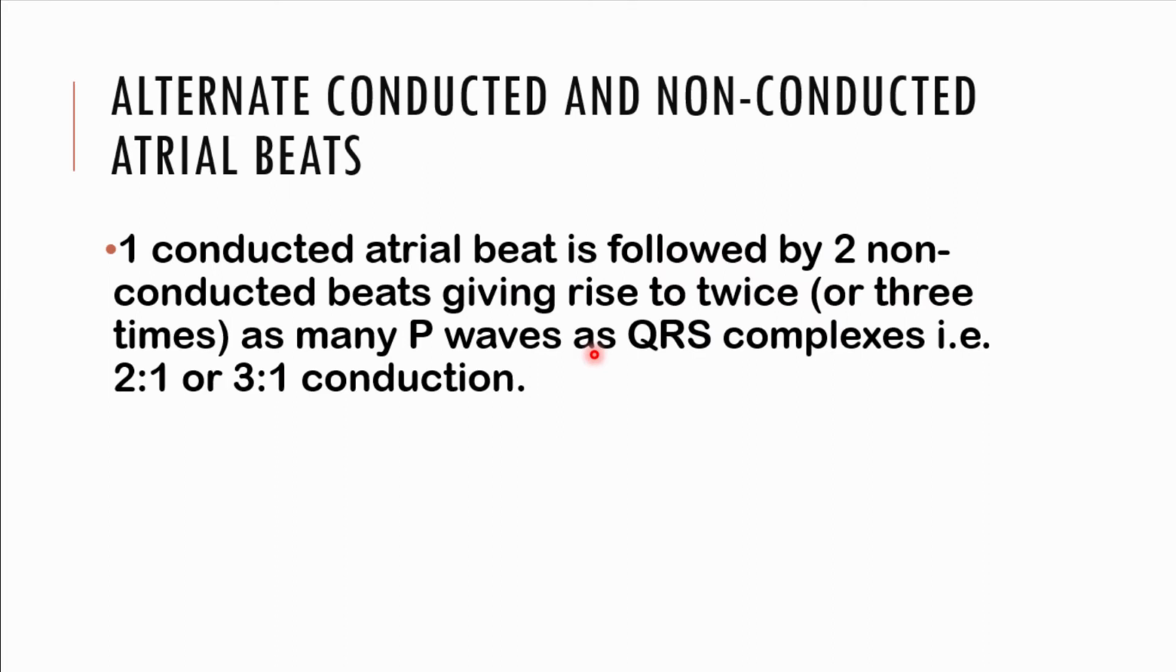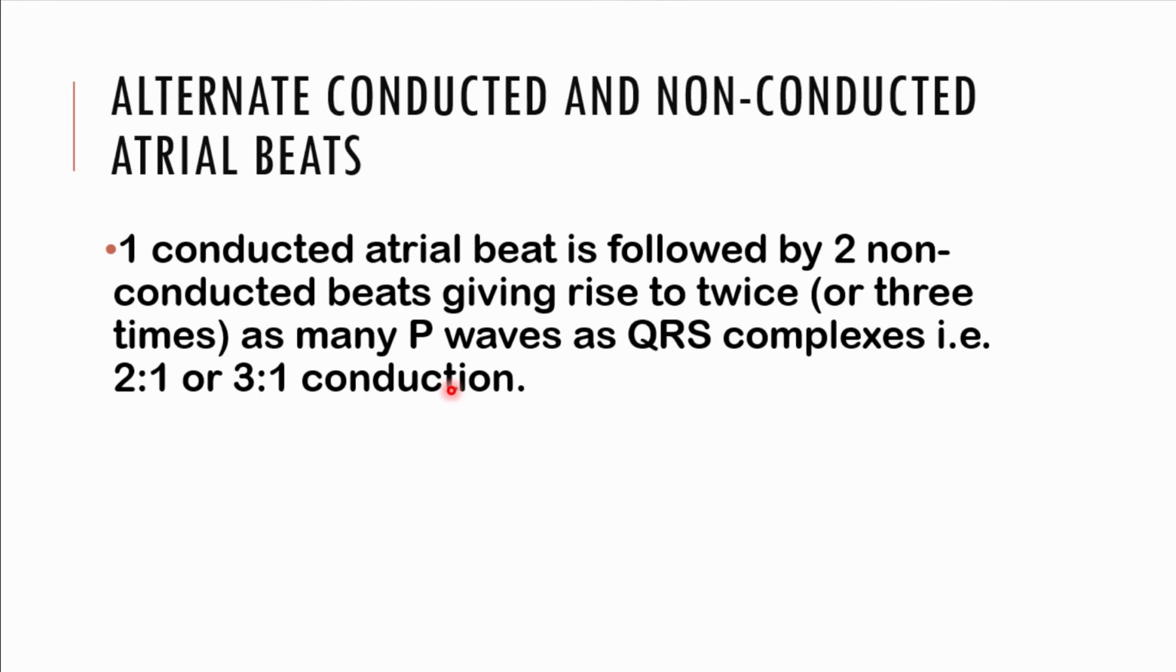Now the third variant, or the third type of heart block, is where you have alternating conducted as well as non-conducted atrial beats. So in this case, you have one conducted atrial beat that is followed by two non-conducted beats. So sometimes you may have two P waves and one QRS complex, or you may have three P waves and one QRS complex. So you call that a 2-to-1 block or 3-to-1 block.